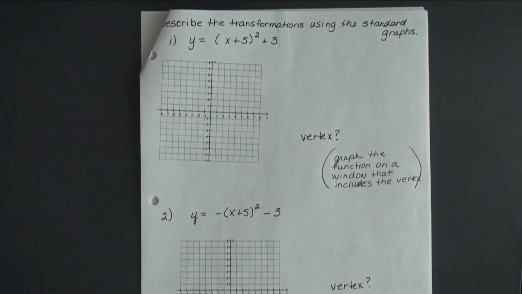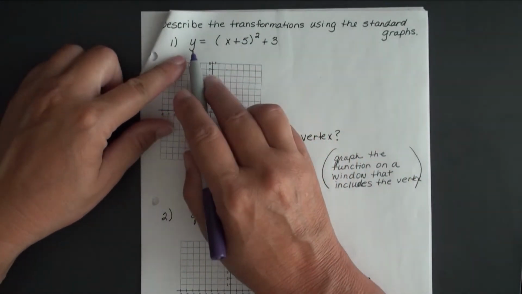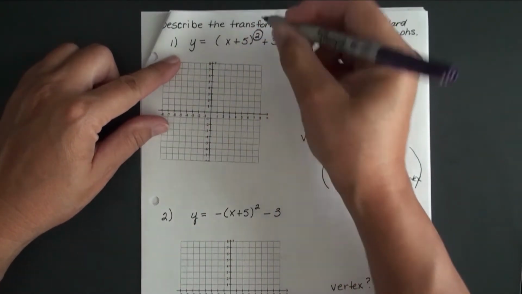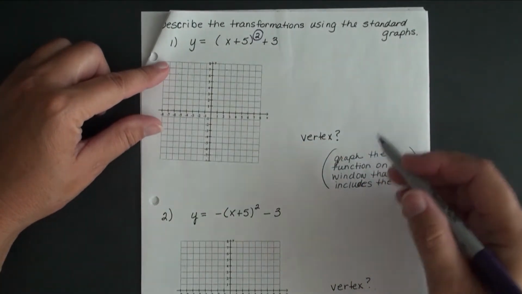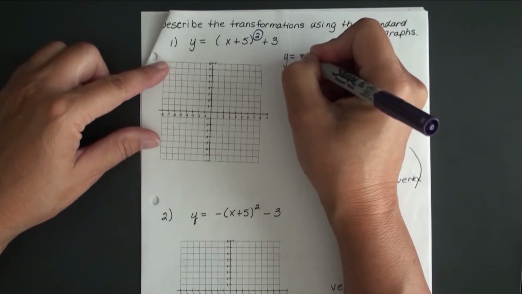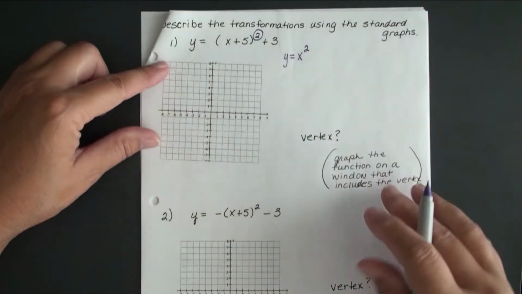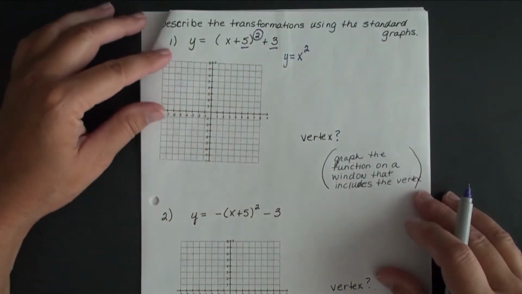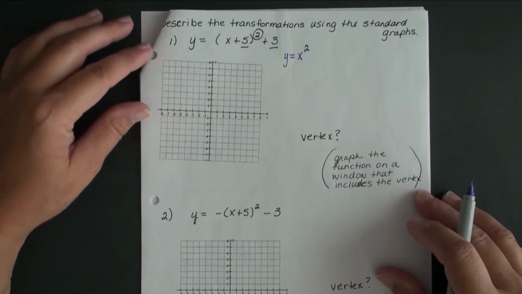Let's use the transformations that we have learned to do some examples. We're going to describe the transformations using the standard graphs. Okay, so our equation here is y equals (x plus 5) squared plus 3. Because this is squared, our standard graph is the function y equals x squared. And I'm going to look at my numbers to tell me how that graph has been transformed.